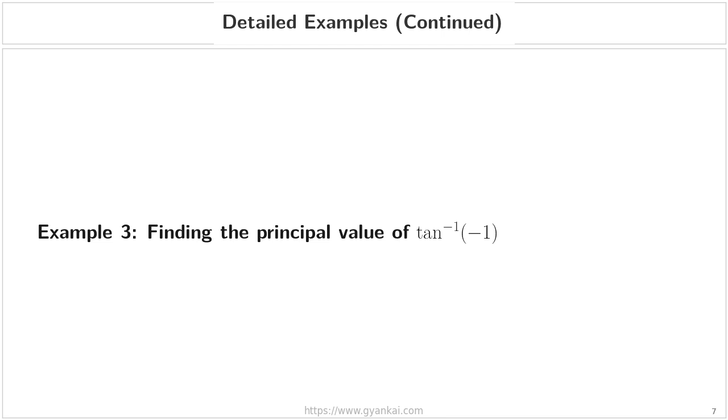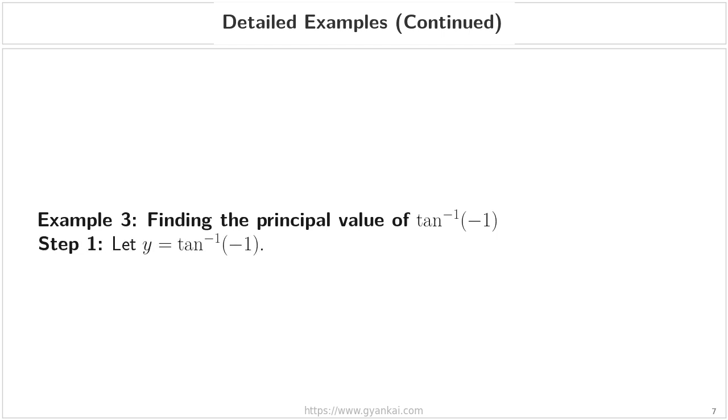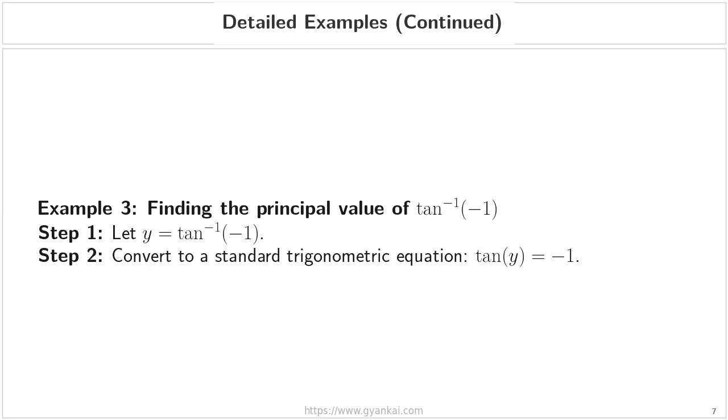Now that we have explored the principal values for sine and cosine, let us apply the same pedagogical approach to the tangent function in example 3. We are tasked with finding the principal value of the inverse tangent of negative 1. Following our established process, we begin with step 1, assignment. We set the given expression equal to a variable, so we let y equal the inverse tangent of negative 1.